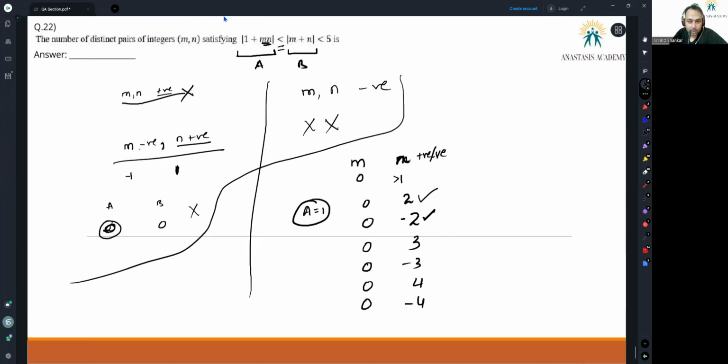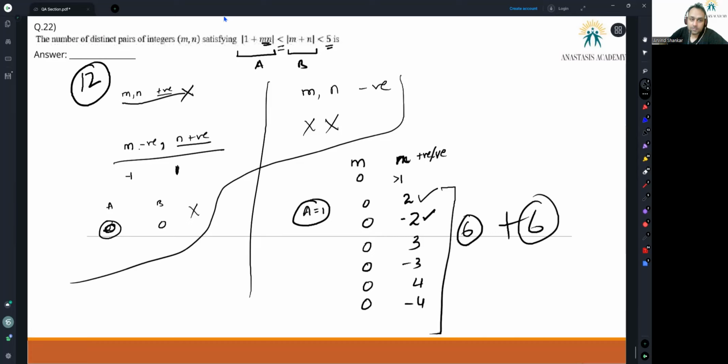We cannot go beyond this range because M plus N, B, has to be less than 5 also. So we get 6 cases when M is 0. Remember, M and N were perfectly substitutable. If you're getting 6 cases here, you will get 6 additional cases where N is 0 and M ends up taking these values. So the total number of distinct pairs that you get here is 12.